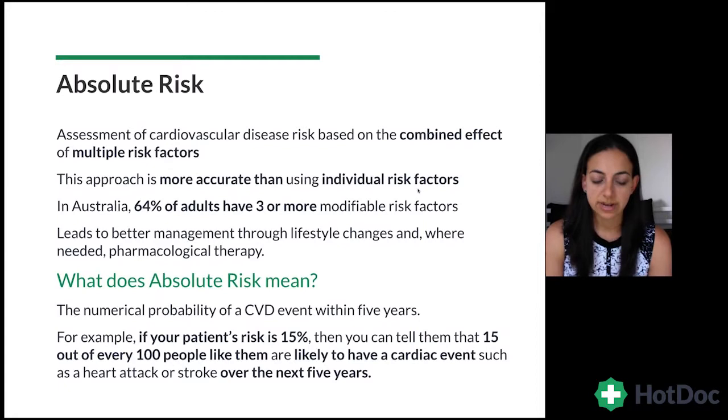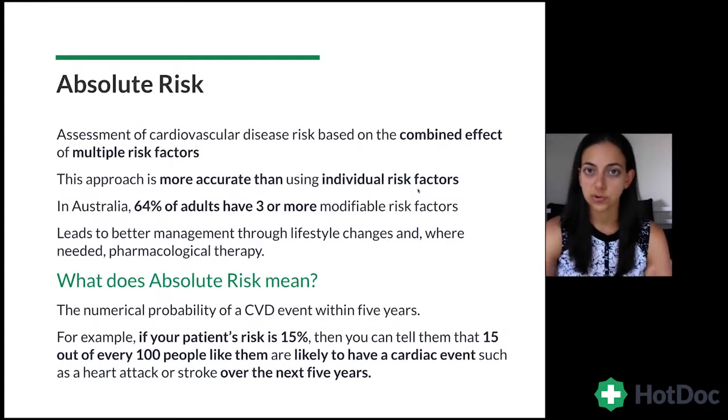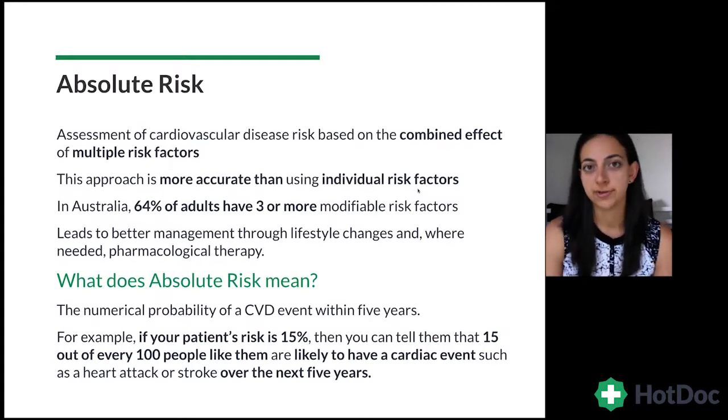When we look at absolute risk, we're talking about the numerical probability of a CVD event within 5 years. So in layman's terms, for example, if you have a patient who, when you do the absolute risk calculation, which we'll cover in a little bit, you have a patient whose risk is 15%, it's always expressed in a percentage, then you can tell them that obviously 15 out of every 100 people who are like them are likely to have a cardiac event. I would actually use more health literacy or patient-friendly language like a heart attack or stroke over the next 5 years.